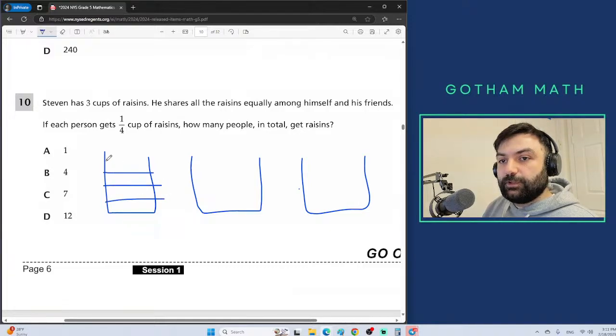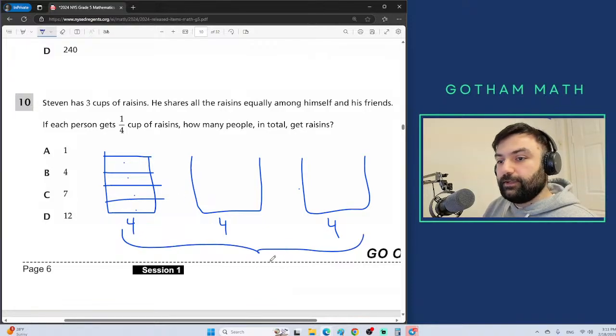If we split 1 cup, it's going to be 4 of them, right? So 1/4, 1/4, 1/4, 1/4, correct? 4 of them here, 4 of them in another one, and 4 of them in another one, correct? So that means in total, there will be 12 quarters. Now, this is more like a visual explanation. Technically, we just have to divide 3 cups into 1/4.